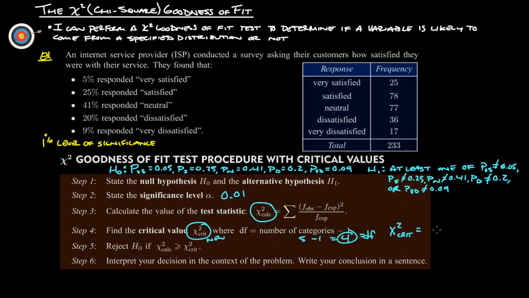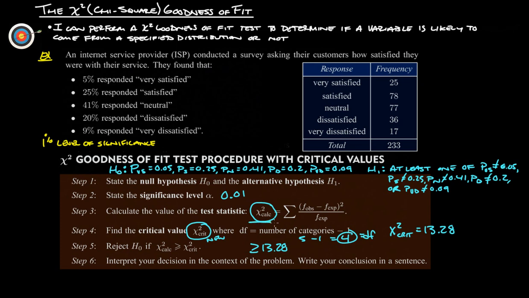Oops, sorry, equals 13.28. Okay, so that's going to be part of our little inequality here. We want our chi-squared calculated to be greater than our chi-squared critical value, which we just looked up on the table to be 13.28, right?